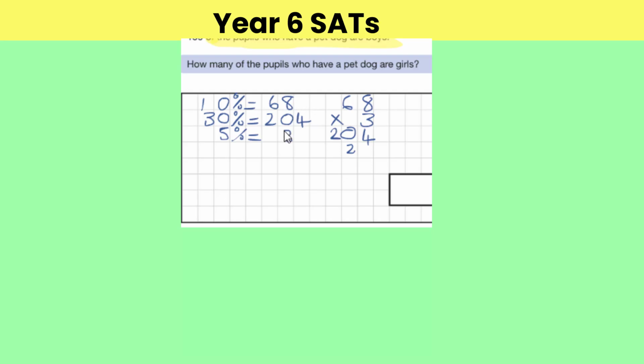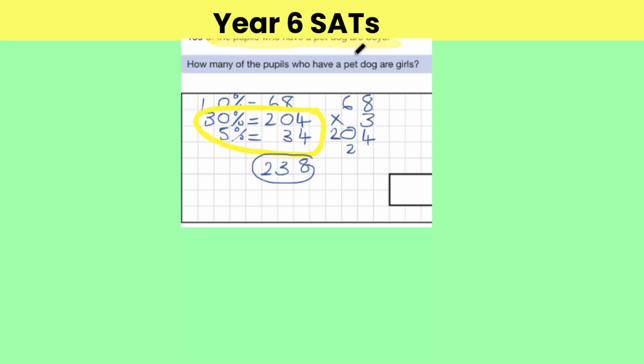Now I'm going to write it like this under my 30%, because then I can add this up. It's only this bit I need. So 4 plus 4 is 8. 0 plus 3 is 3, and 2 plus nothing is 2. So I know that there are 238 pupils who have a pet dog, and 159 of the 238 are boys.